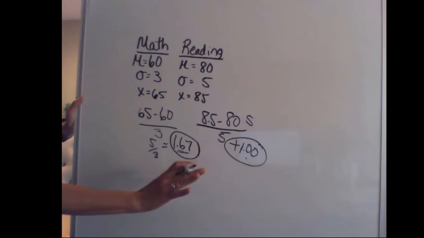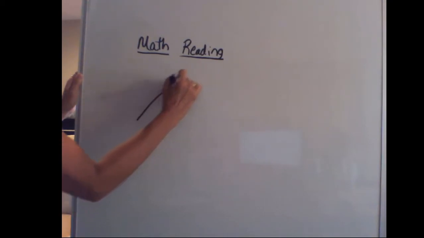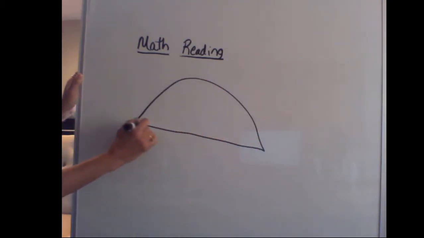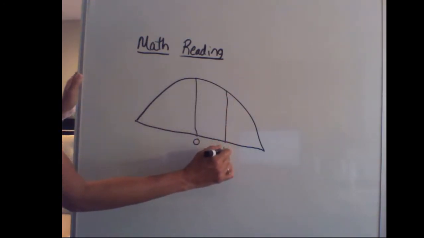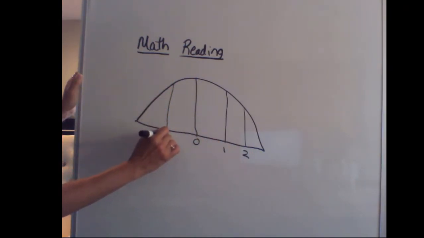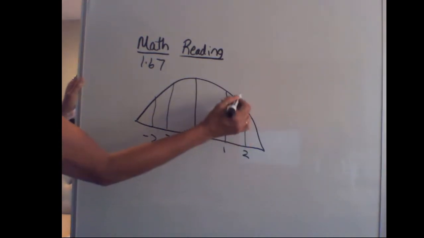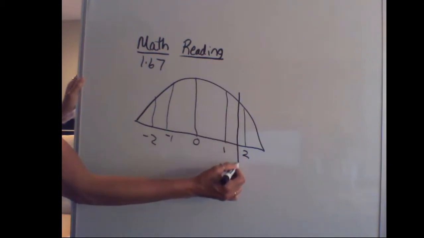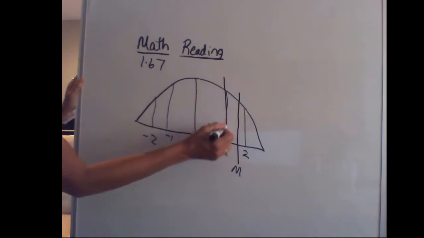But I'm going to draw this out. Let's take a look. Put up a normal distribution first. I'm going to put the mean of 0. I have a standard deviation of 1 and a standard deviation of 2, and also a negative 1 and a negative 2. So Juan's math z-score was 1.67. So it's somewhere between 1 and 2, sort of about there. This is going to be the math score for Juan. And Juan's reading score here was 1.